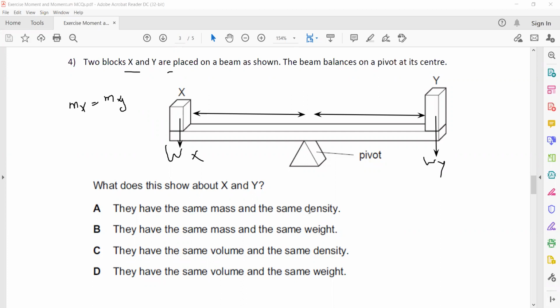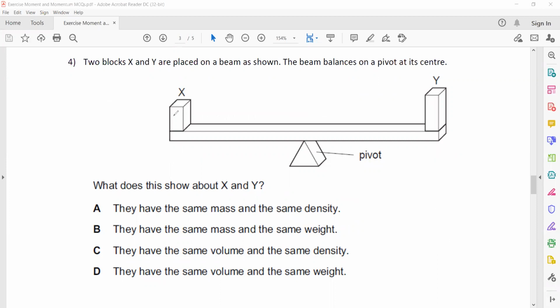So do they have the same mass and same density? They don't have the same density because their volumes are different. They have the same mass, but their densities are different because density is mass present in unit volume. So if the volume is different, the density is different. So if I say this is 20 Newton, this will also be 20 Newton.